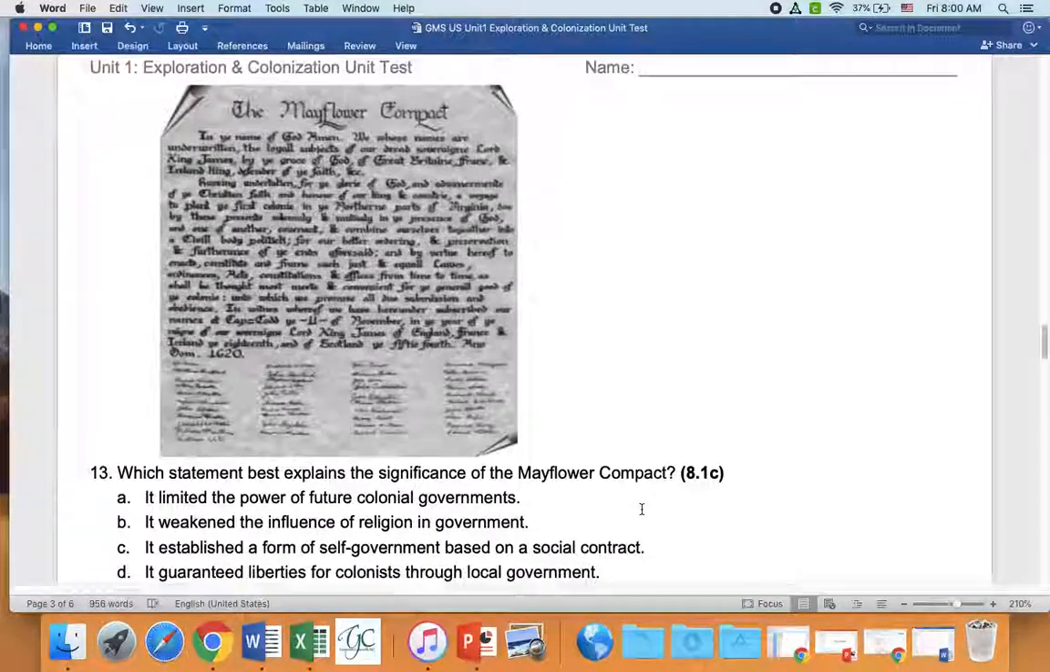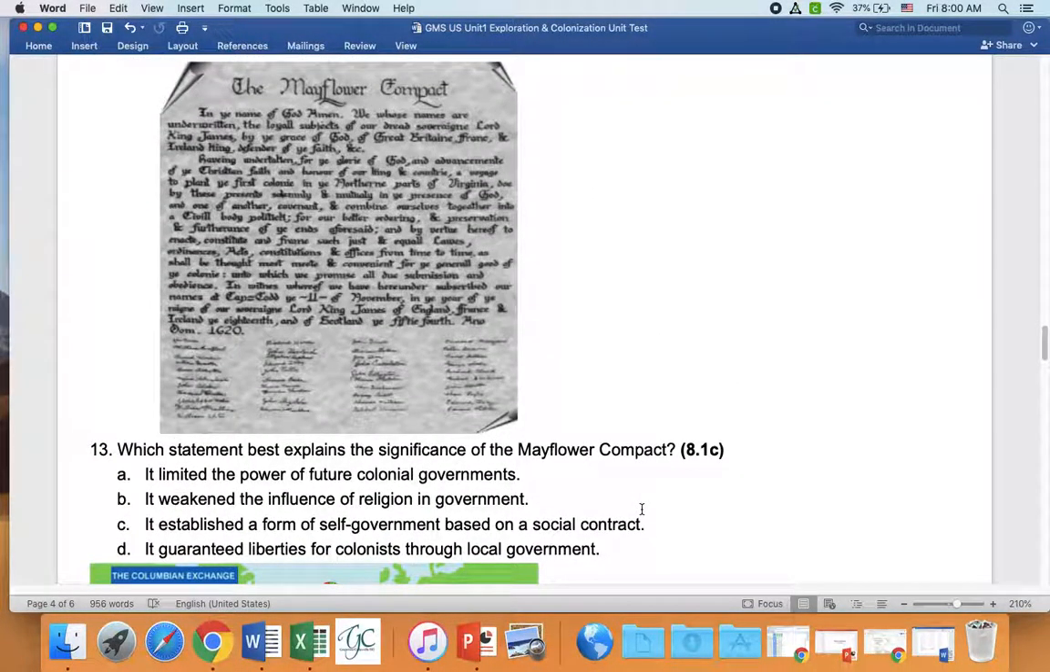Here we have a picture of the Mayflower Compact. 13. Which statement best explains the significance of the Mayflower Compact? Is it A. It limited the power of future colonial governments? B. It weakened the influence of religion and government? C. It established a form of self-government based on a social contract? Or D. It guaranteed liberties for colonists through local government?